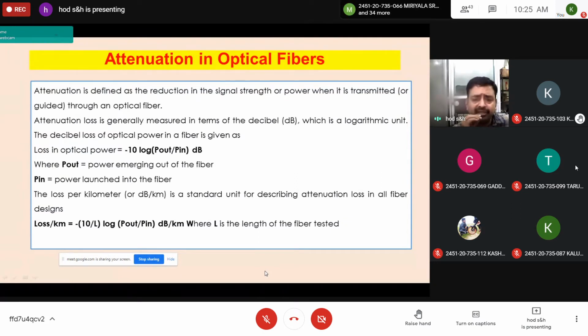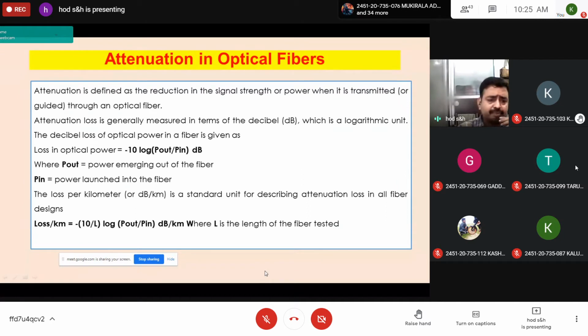The optical attenuation is described in terms of decibels, represented by dB, which is a logarithmic unit. The decibel loss of optical power in a fiber is given as: loss in optical fiber = -10 log (P out / P in) dB. This is the expression for the power loss in an optical fiber communication system, where P out is the power emerging out of the fiber and P in is the power launched into the fiber. How much power enters on the left side of the cable and how much comes out is represented by P out.